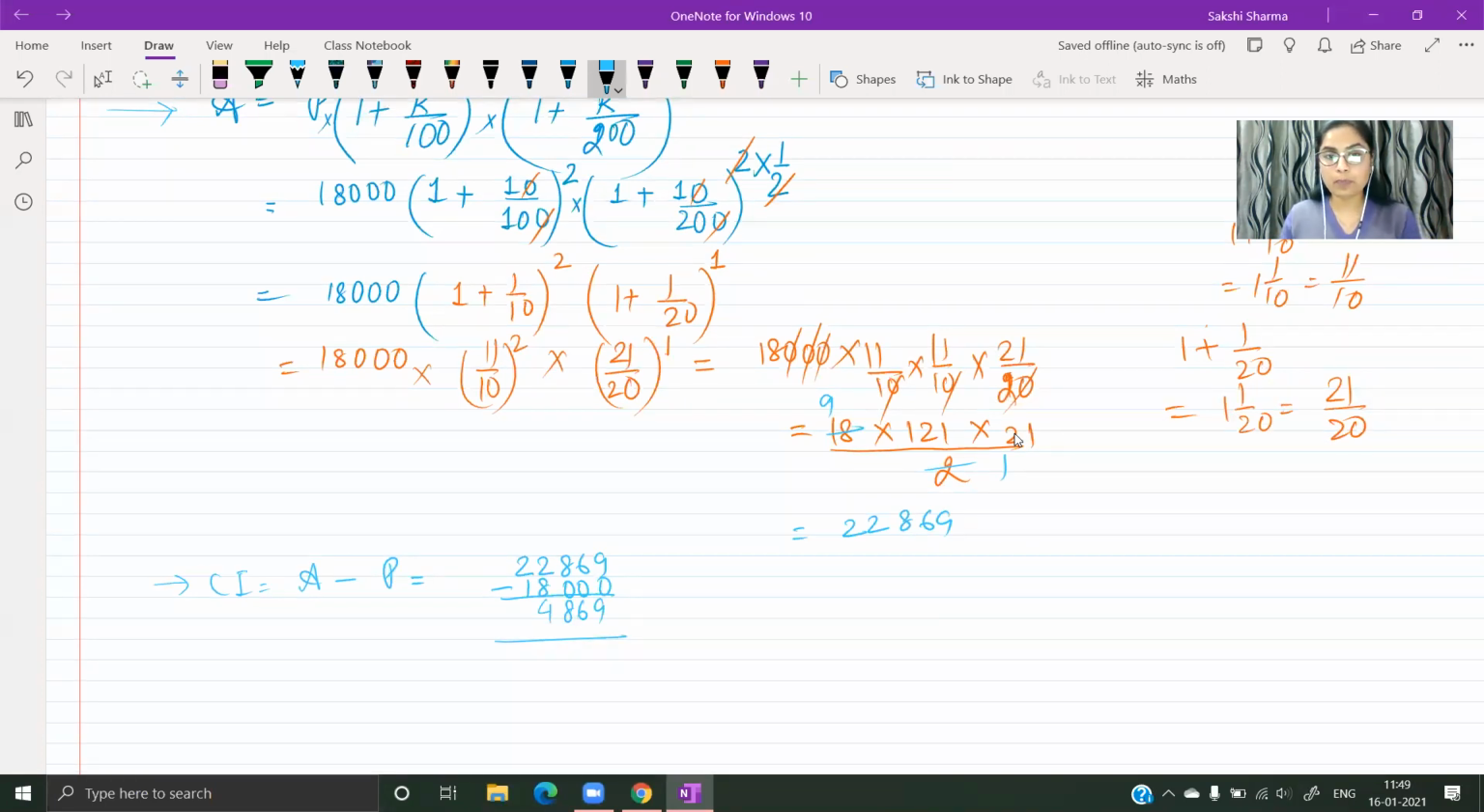So whichever of the two methods you want to use, you can use to solve type 2. Either you can work for the whole part of the time period separately, use the amount as the principal for the remaining fractional part of the time period and solve your answer, or you can use this combined formula. This is a combined formula where for the whole part we use the formula annually, and for the fractional part we use the formula for semi-annually amount.